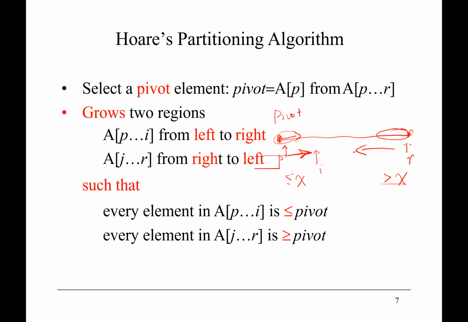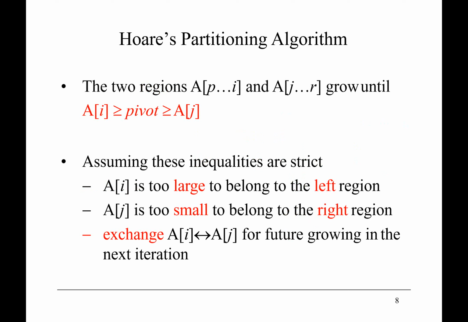We grow this region with the I increased value. We grow this region when the J increases. We grow this region when I plus, right? And such that every element in P through I is smaller than pivot X. And in this part, J through R, every element is always larger than or equal to X, right? We treat the pivot as X. So this is the idea.